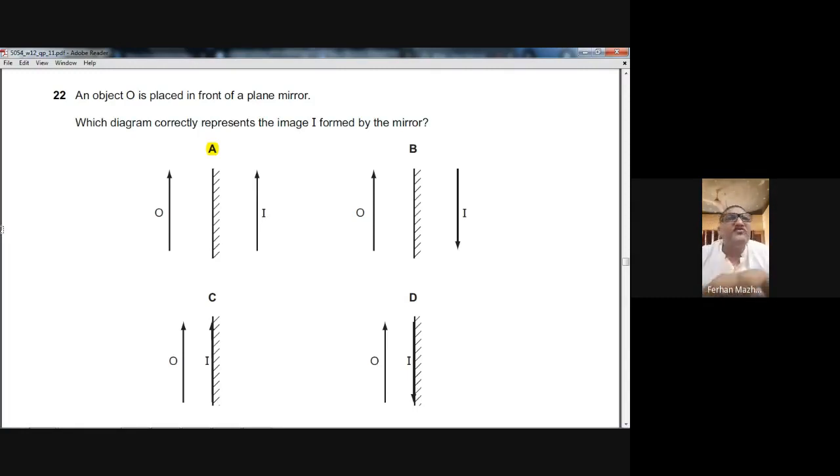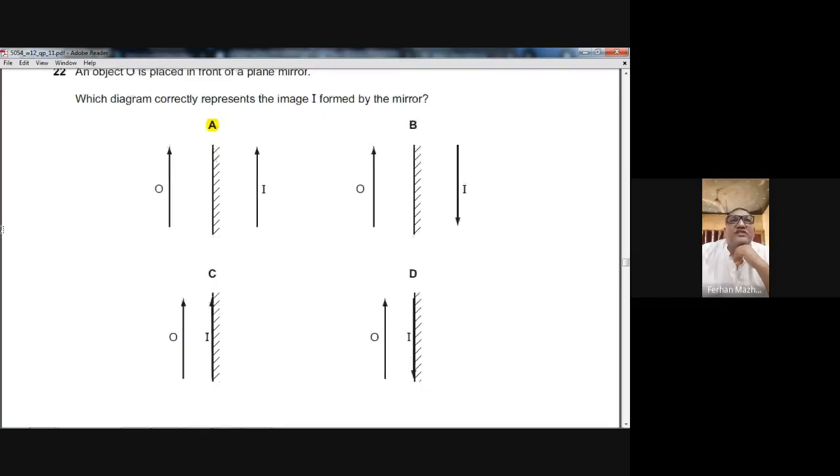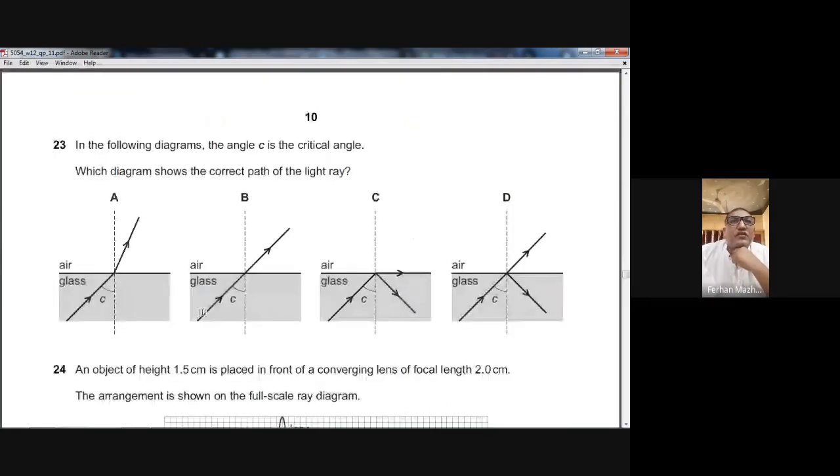I hope you have understood this one. So let's move to the next question. He says, in the following diagrams, the angle C is the critical angle. The angle of incidence is equal to the critical angle. Which diagram shows the correct path of the light ray when the angle of incidence in the dense medium is equal to the critical angle? The process of total internal reflection takes place. The light does not enter into the rare medium. It starts moving along the boundary of the dense medium and the rare medium. The angle of refraction will be 90 degrees in the rare medium.